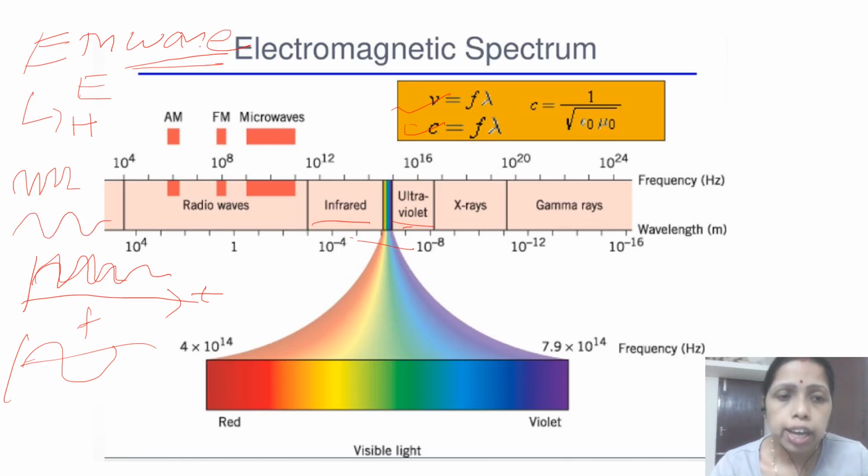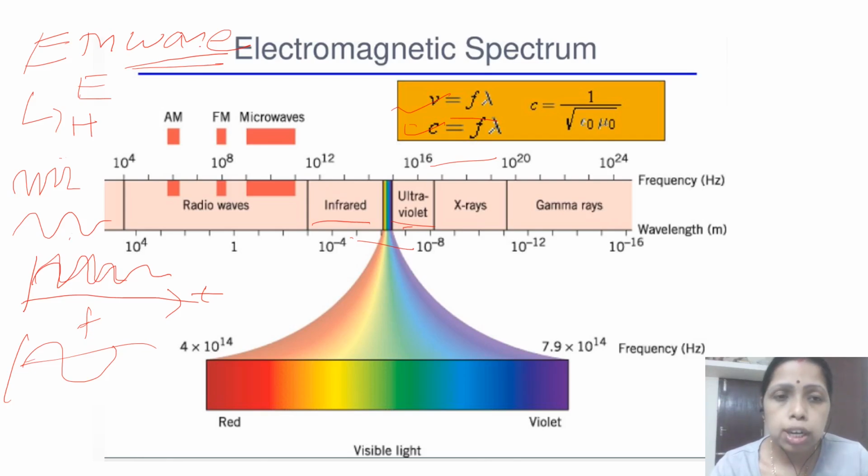Information is carried in the form of high frequency signals or low frequency signals. From this relationship you can see that lambda and frequency are inversely proportional. So for a high frequency signal lambda will be low, and for a low frequency signal lambda will be high.